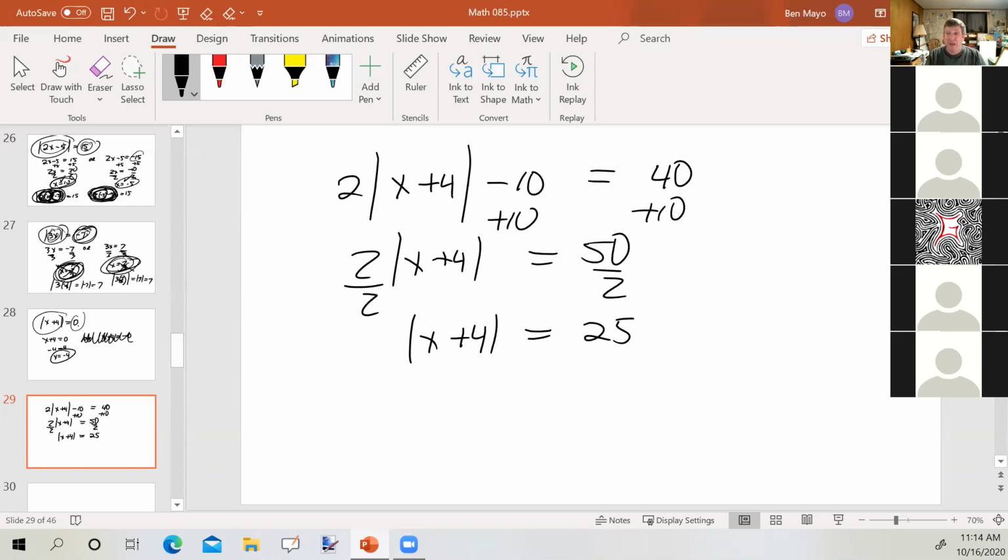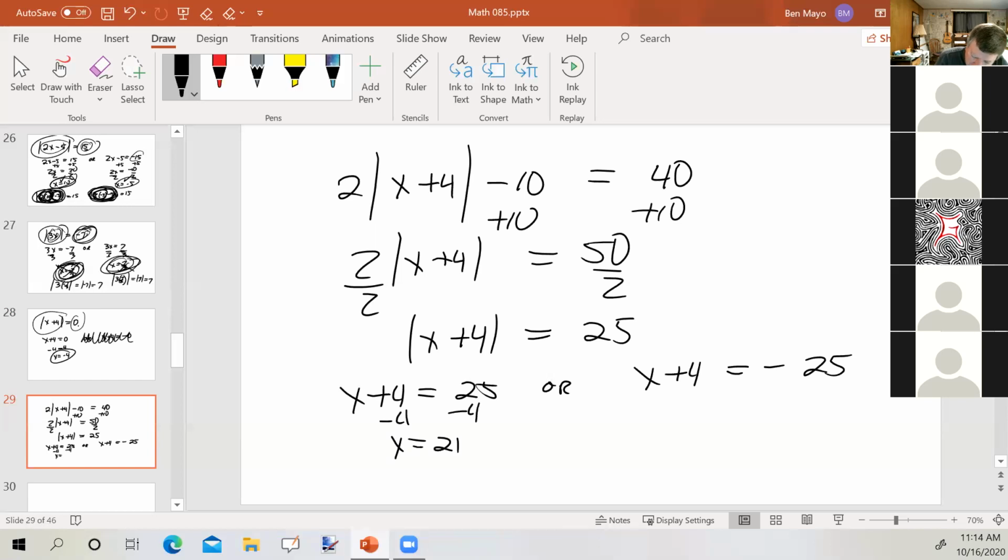Now, after I have isolated the absolute value, I will get my two possible equations. x plus 4 equals 25, or x plus 4 equals the opposite of 25. But only after you've isolated the absolute value. If you don't do that first, you're going to have issues. Okay, and you don't want to have issues. All right, unless it's Issues of Life magazine or something. Okay, x plus 4 equals 25. Subtract 4, x equals 21. x plus 4 equals -25. Subtract 4, x equals -29.